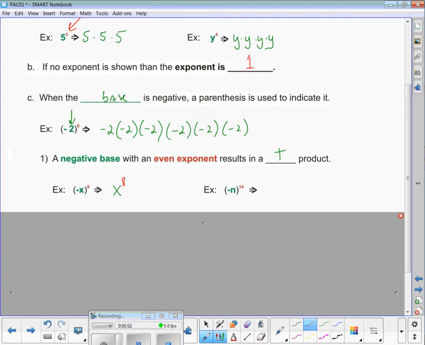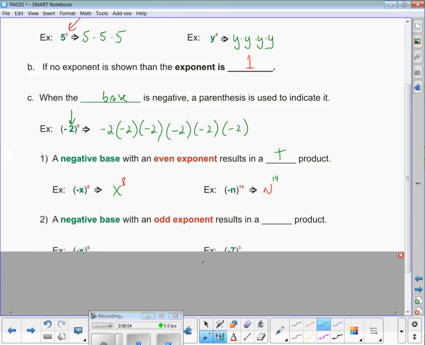Negative n to the 14th is the same as n to the 14th. Why? Because a negative times a negative 14 times is back to a positive, right? And that's the reality. That's how it works.